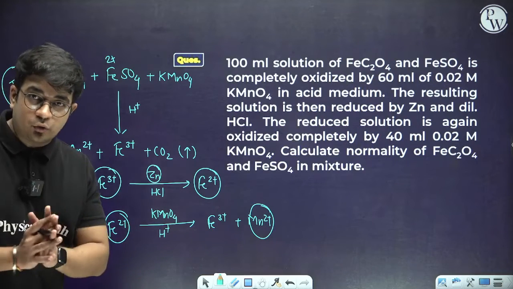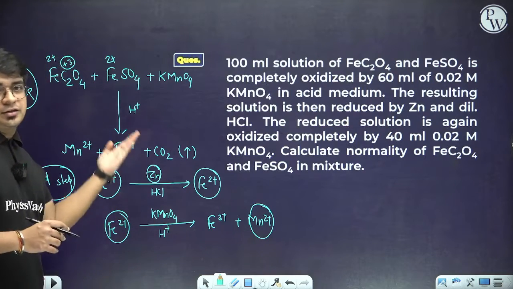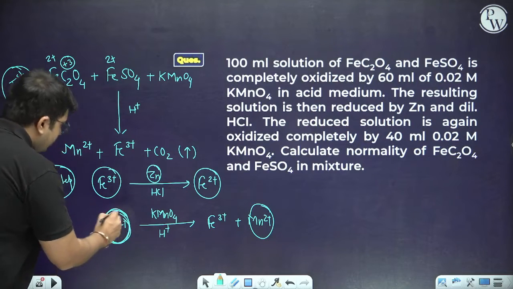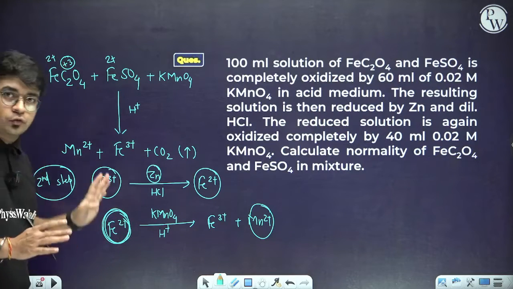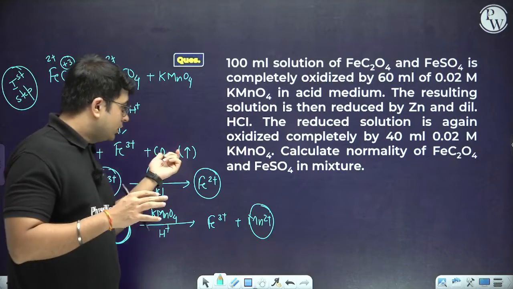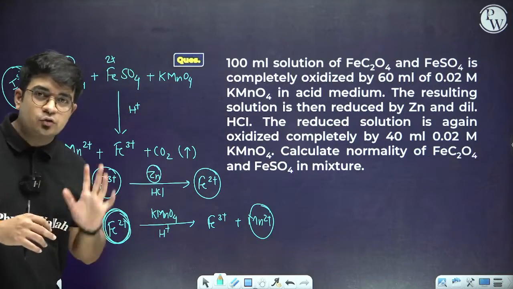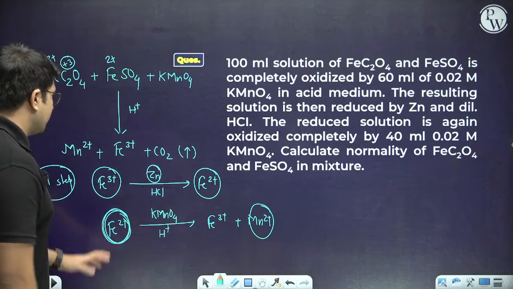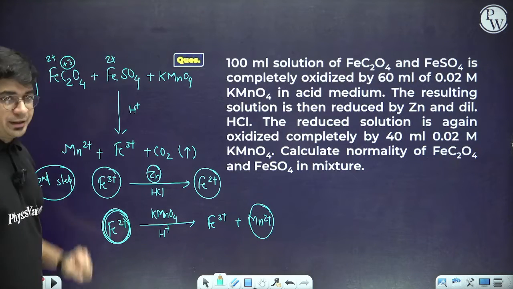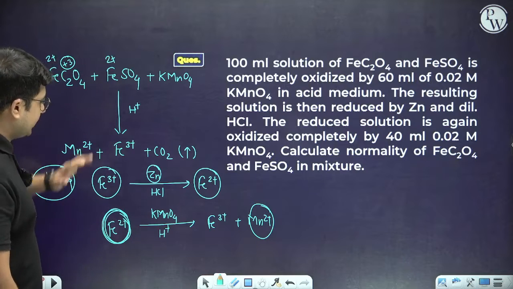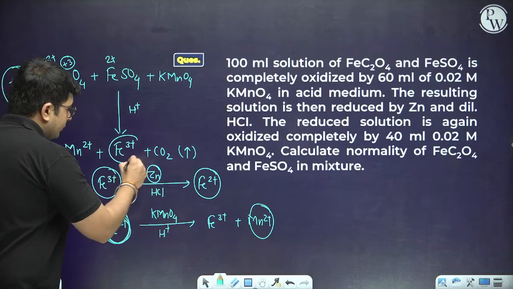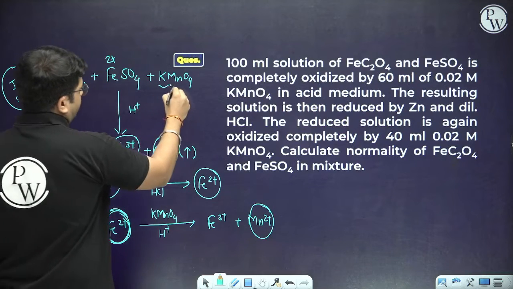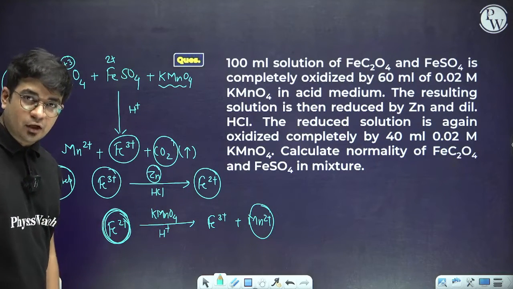Now let's try to decode. Always go in the backward direction. The last data is about when Fe2 positive is present, because there is no relation with the C2O4. C2O4 is already gone when it is converted into CO2. So the rest of the data is related to Fe2 positive only. In this particular case, first of all, this entire component gets oxidized to Fe3 positive iron and CO2. The data of KMnO4 is given.